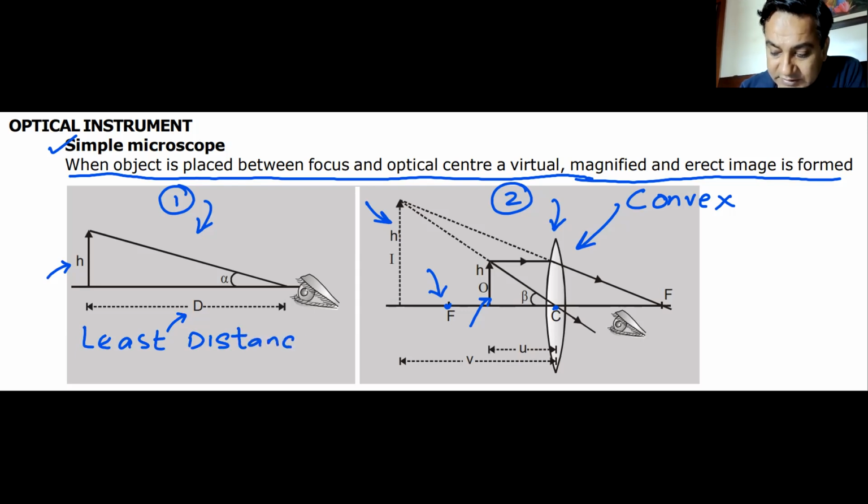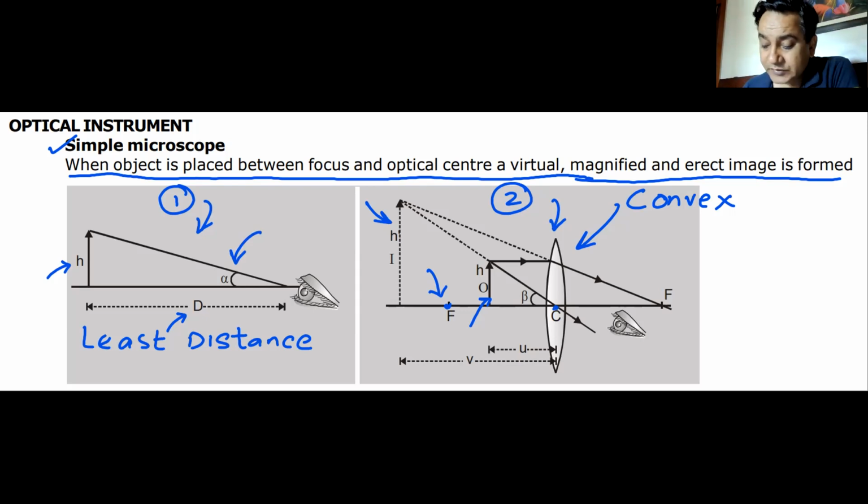This is the least distance where your eyes can see an object clearly. Do we know this? Yes or no? It's normally around 25 centimeters. Do you know this? Yes or no? Okay. Now, first thing is h is the height of the object. The second thing is least distance of distinct vision. And you can see this angle alpha. This angle alpha is nothing but the angle this object has at your eye.